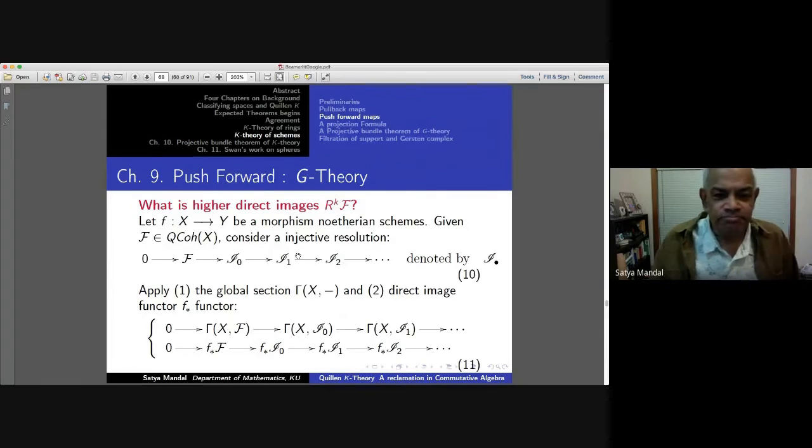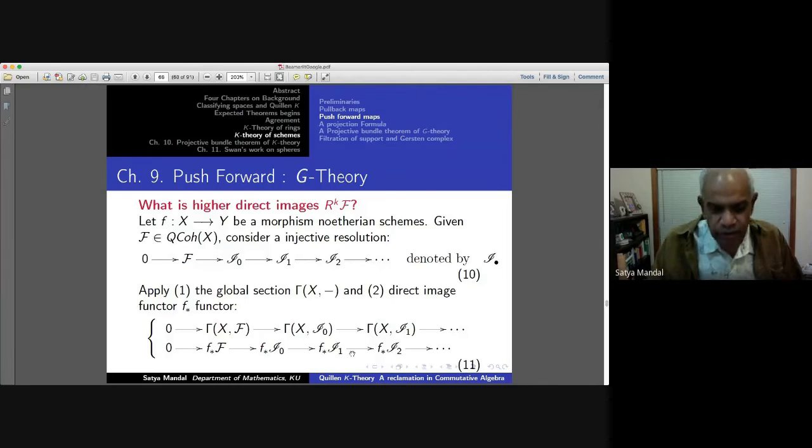So I want to define higher direct images. Given F quasi-coherent, you take an injective resolution. You did this to define Ext and such things, so I am going to do the same thing. You can take the complex of global sections, or the complex of higher direct images. So I can take these two.